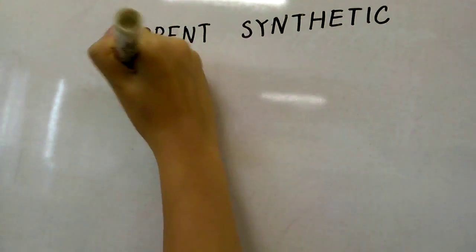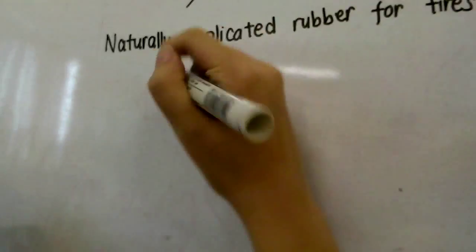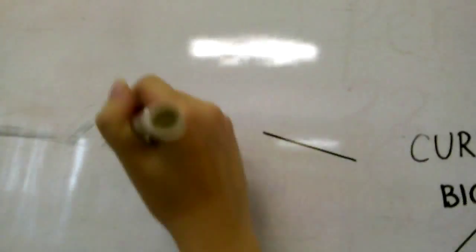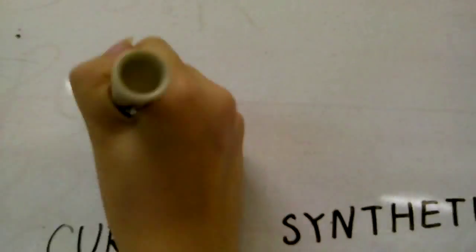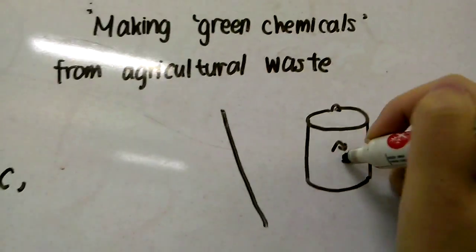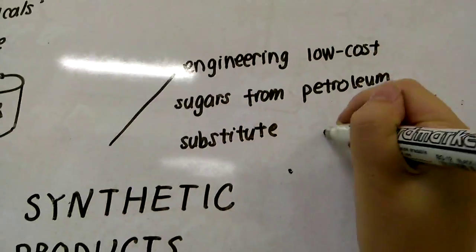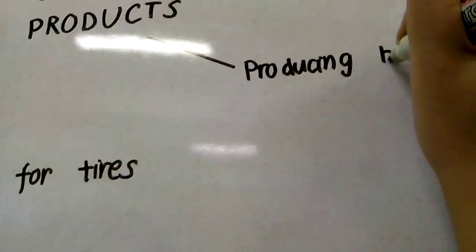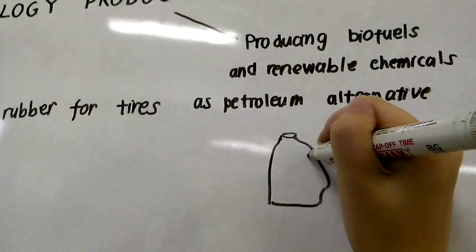There are a lot of synthetic biology products that are out, such as current synthetic biology products: naturally replicating rubber for tires, delivering economic renewable bioacrylic, making green chemicals from agricultural waste, engineering low-cost sugars for petroleum substitute, and producing biofuels and renewable chemicals as petroleum alternatives.